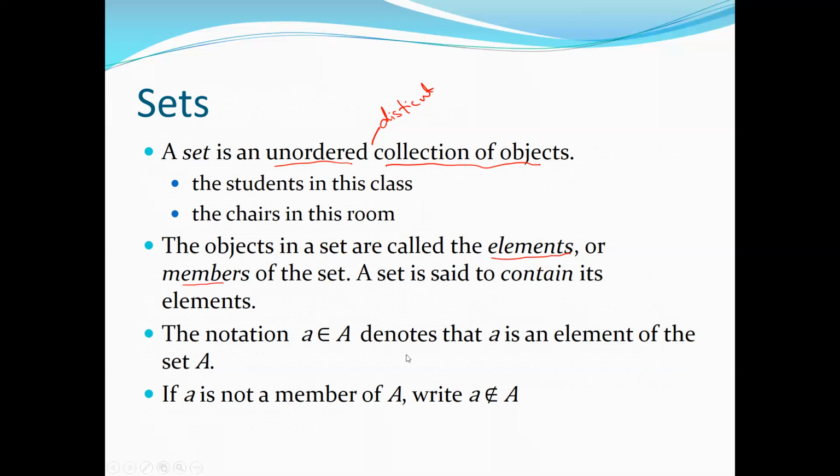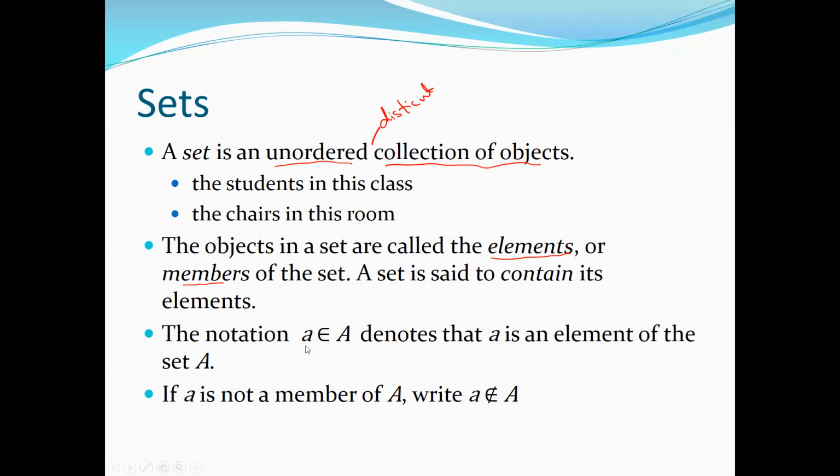Set member or set element. A set is said to contain its elements. So a set contains elements or members, right? For example, the set of students in the class: the students are the set members, whereas the class is the name of the set.